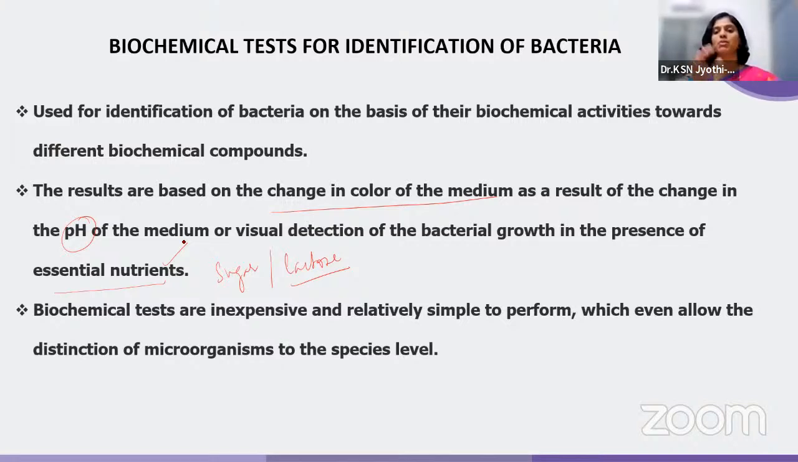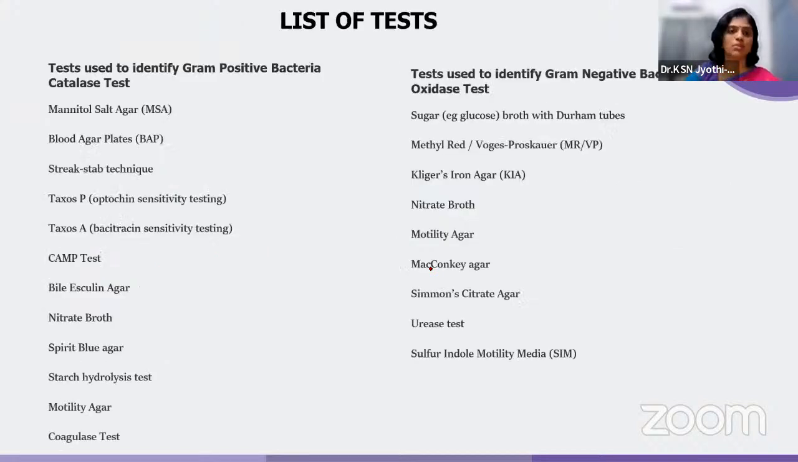So based on that, I will be able to detect what bacteria is growing in the given medium or broth. For biochemical tests, the important thing is the culture medium that you are taking to grow the bacteria in, so that you will be able to check what type of compound is coming out or what type of color change is happening. They're very inexpensive and very simple to perform. So you will be able to distinguish microorganisms even to the species level. So staining alone is not enough for identifying the bacteria. I also need to do these biochemical tests.